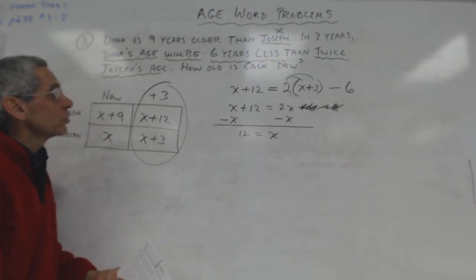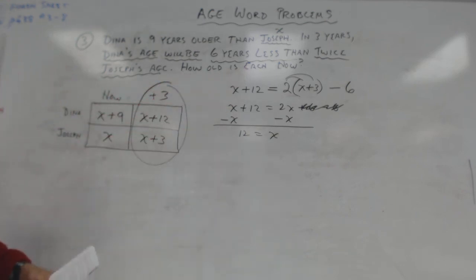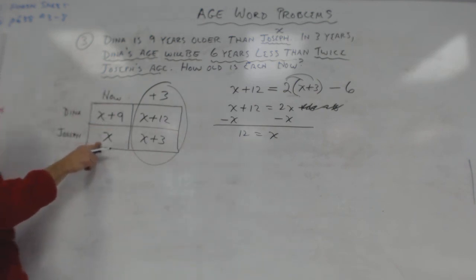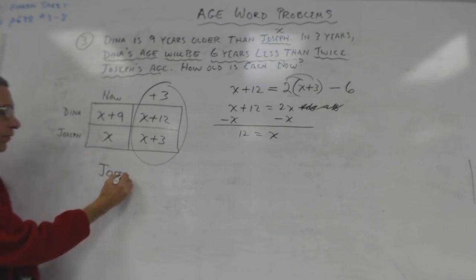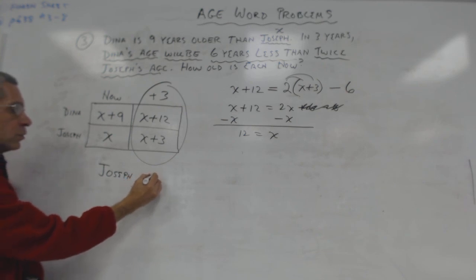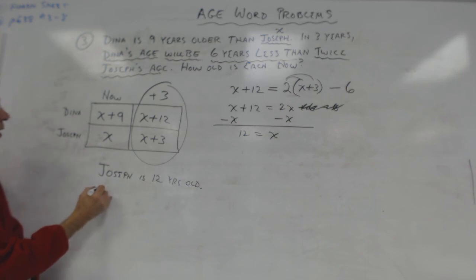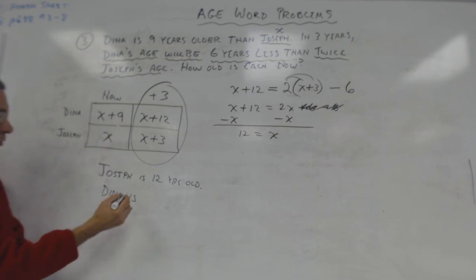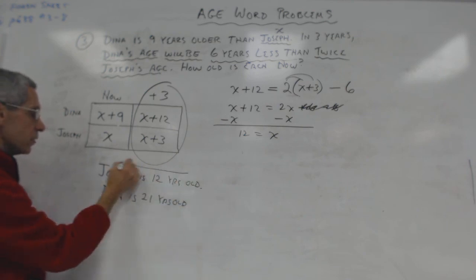X is 12. So now I go back to my question, my word problem. It says, how old is each now? And I look in my now column. It says x is 12, x is Joseph. So Joseph is 12, right? Right now. So I write Joseph is 12 years old, and Dina is what? 12 plus 9? 21 years old. And I am done, you guys.